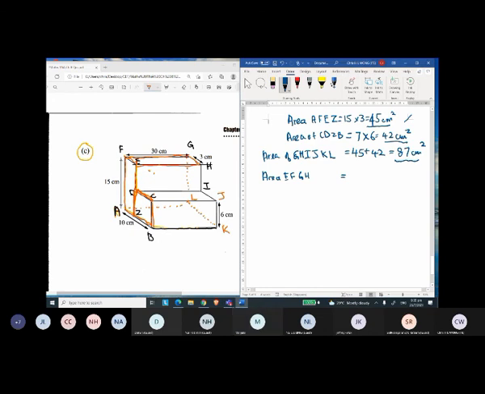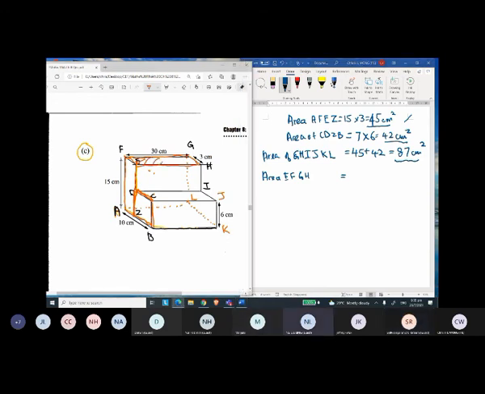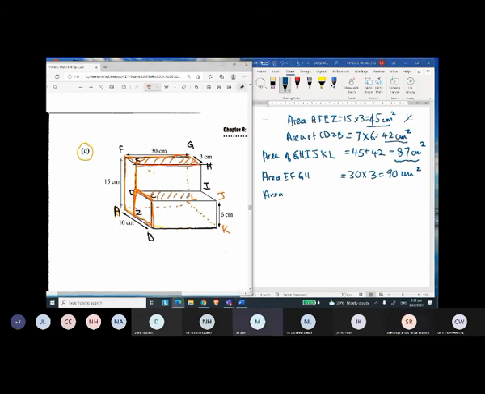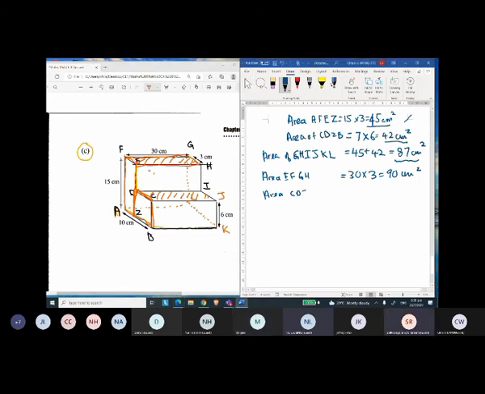Now I'm going to do the top, EFGH. Can you see EFGH on top? I'm going to do this now. 30 times 3, right? 30 times 3, 90, sir. 90. Okay. Correct. I'm going to do the next area. Can you see this one? This is CDIJ. Can you give me CDIJ?